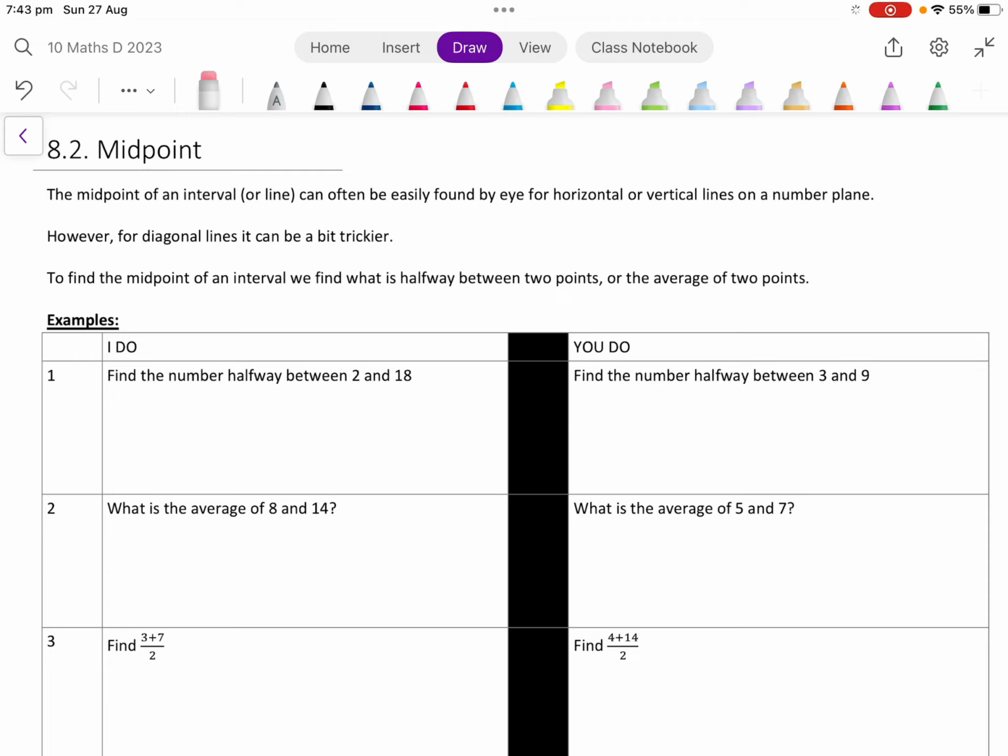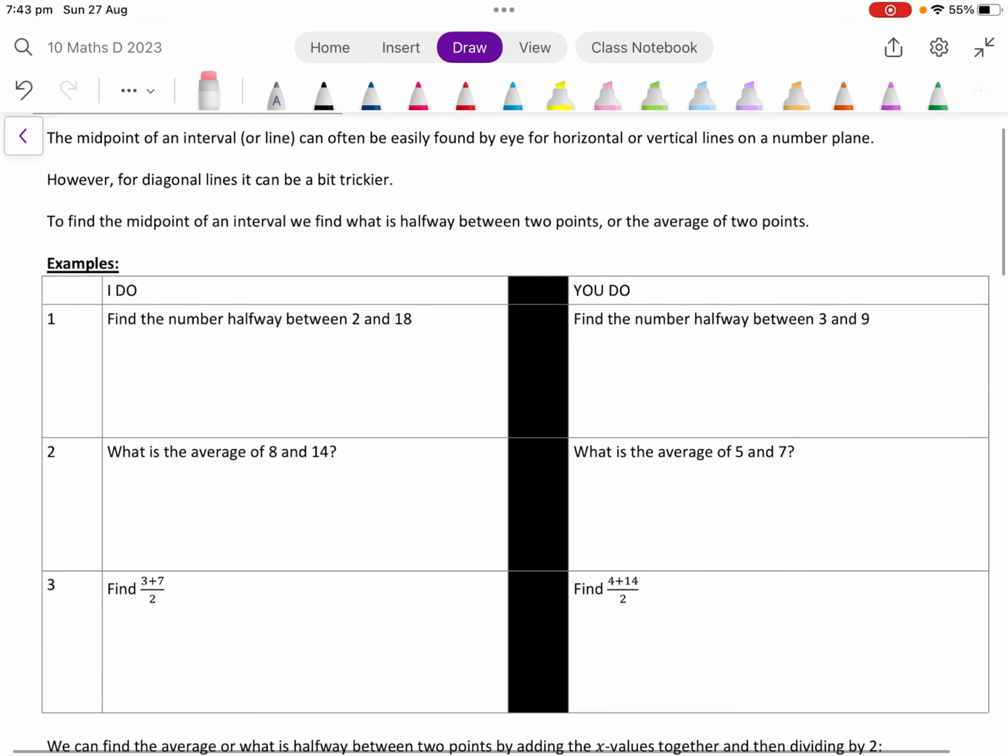Now this can be easily found by eye for horizontal or vertical lines on a number plane. However, for diagonal lines it can be trickier. So to find the midpoint of an interval, we find what is halfway between 2 points, or the average of 2 points. So I'm going to go through these first 3 questions. I'll do the I do and then you can have a go at the you do.